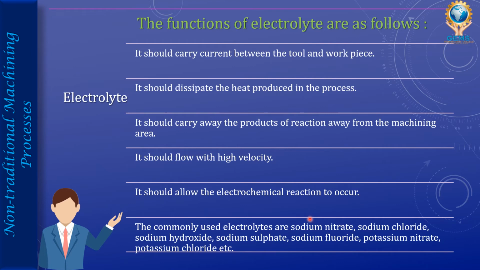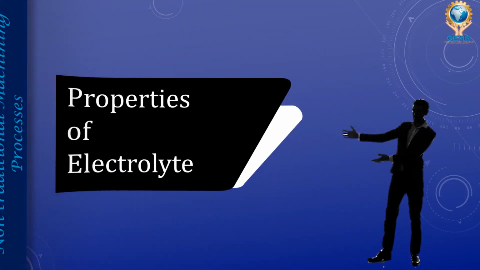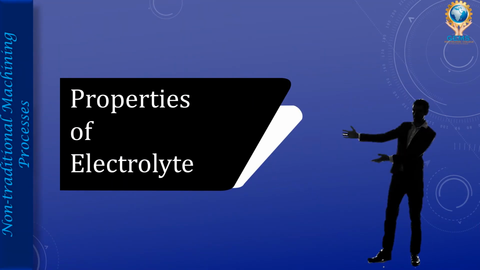Next, the commonly used electrolytes are sodium nitrate, sodium chloride, sodium hydroxide, sodium sulfate, sodium fluoride, potassium nitrate, potassium chloride, and so on. In industries, these are the commonly used electrolytes. Now let's see the properties of the electrolyte.